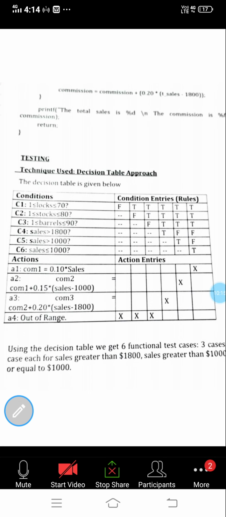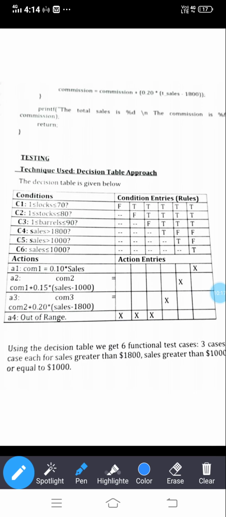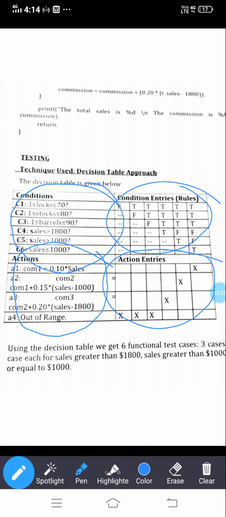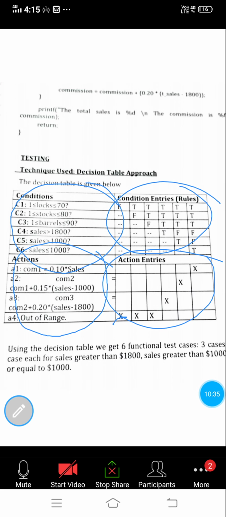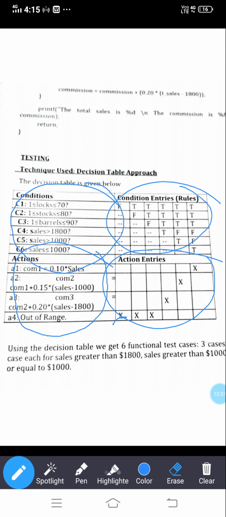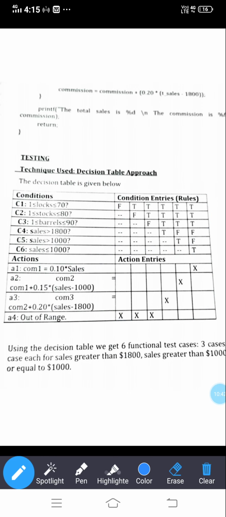See here, decision table again, you have 4 parts. This is the condition stub. Below the condition stub you have the action stub, condition entry and action entry. 4 parts you have. Okay. After this, you have to write the conditions. What conditions have you got? Regular boundary conditions you have to write.